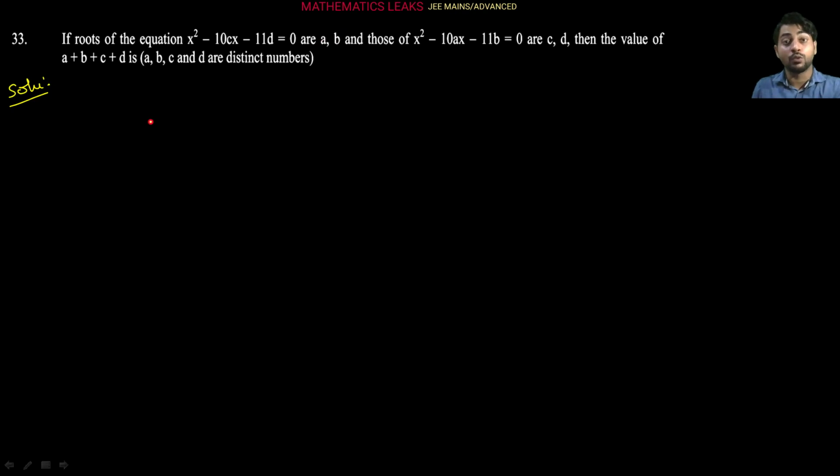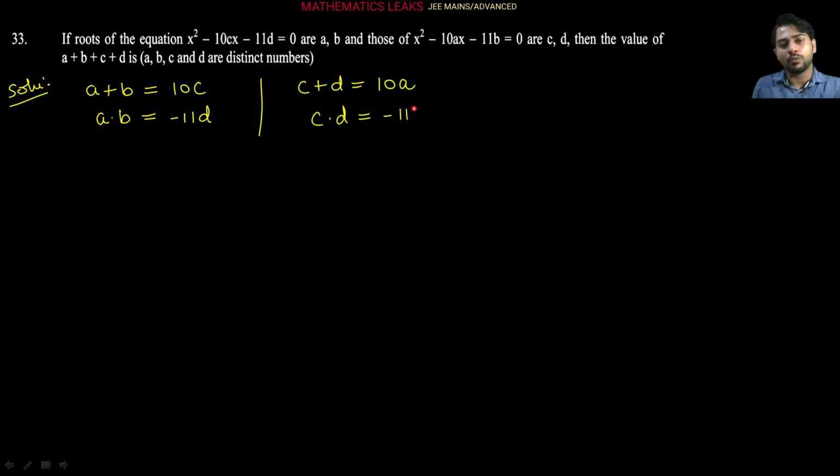So we know the relation between roots and coefficients. We can say the sum of roots, a plus b, is equal to minus of minus 10c, which is plus 10c, right? And the product of roots, a into b, is equal to minus 11d, right? Similarly, this equation has two roots c and d, so the sum of roots c plus d is equal to minus of minus 10a, so plus 10a. And the product of roots c into d will be minus 11b, right? Let's suppose this is our equation number 1 and this is our equation number 2.